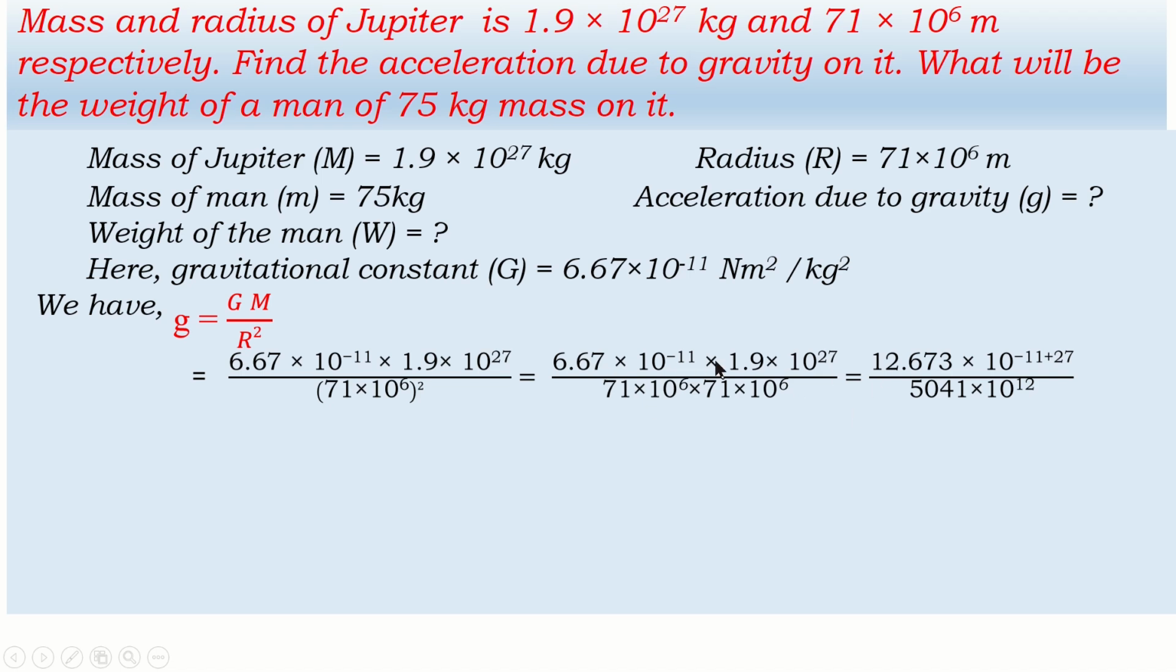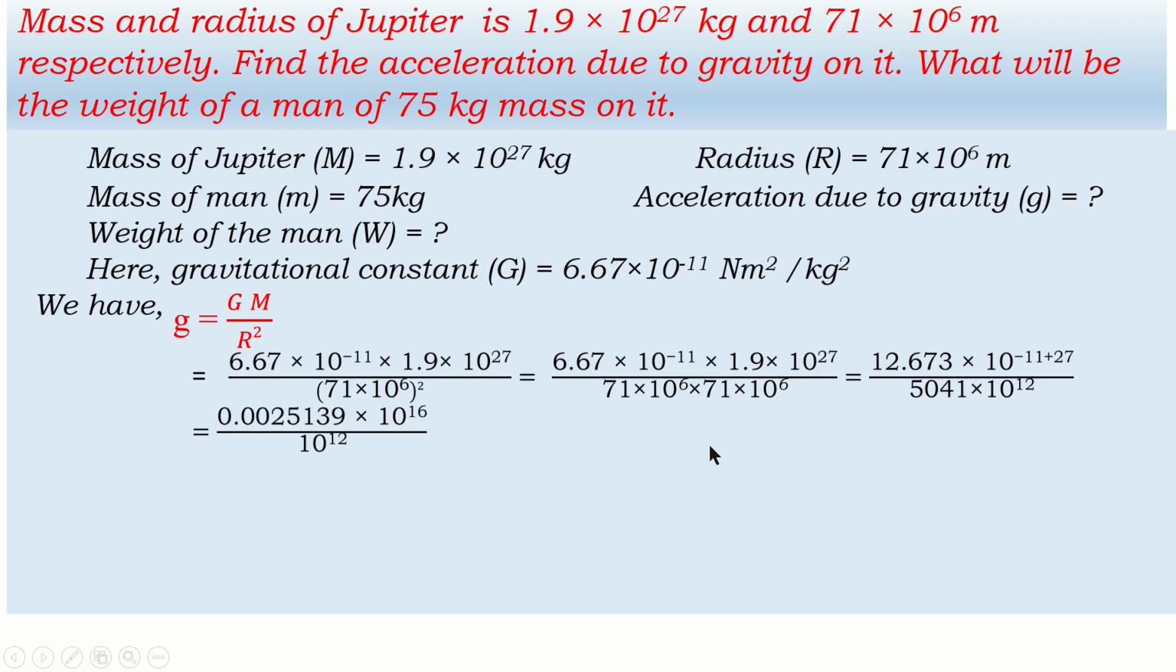And 6.67 and 1.9 when multiplied, then we'll have 12.673. Number interacts with number and power of 10 interacts with power of 10, that's why 10 to the power minus 11 and here 10 to the power 27, same base, that's why the powers can be added or subtracted: minus 11 plus 27. In the denominator, 71 into 71 gives 5041, and 10 to the power 6 plus 10 to the power 6 is 10 to the power 12.